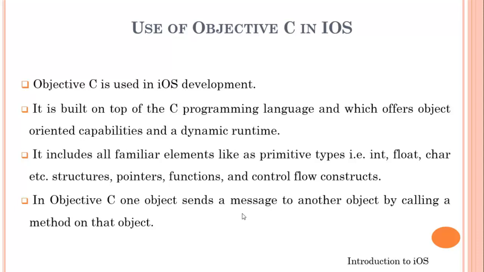It is built on top of the C programming language. It offers object-oriented capabilities and a dynamic runtime. It includes all familiar elements like primitive data types: int, float, character, etc. Structures, pointers, functions and control flow constructs are also included in the Objective-C language. In Objective-C, one object sends a message to another by calling a method on that object.